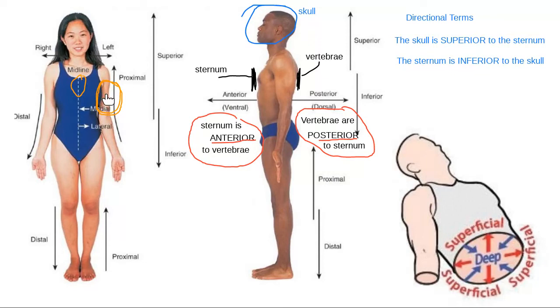The humerus is blank to the sternum. What do we think? The humerus is blank to the sternum. Yeah, absolutely right. The humerus is lateral to the sternum. It's more toward the outside. So if I flip it and go the other way, the sternum is medial to the humerus.